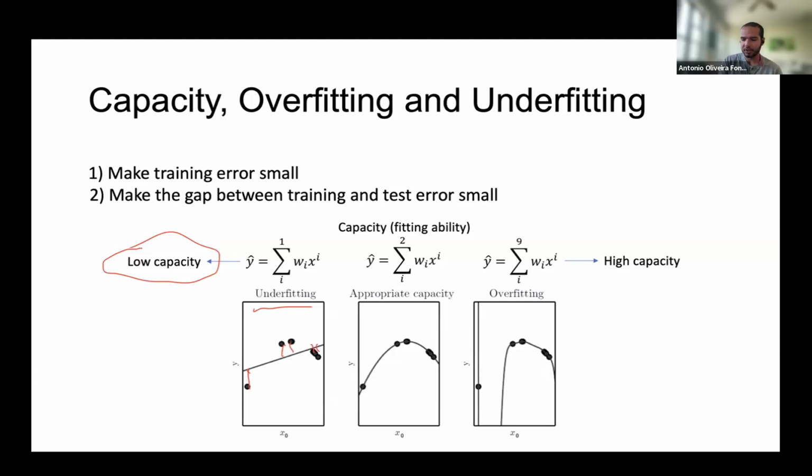On the other side, you have a model that has way too much capacity. It has a very high capacity and then it starts to memorize the training set. And that's when you have overfitting. What we are chasing is this middle here. It's the appropriate capacity, right? When you have a good generalization to a held out data set.